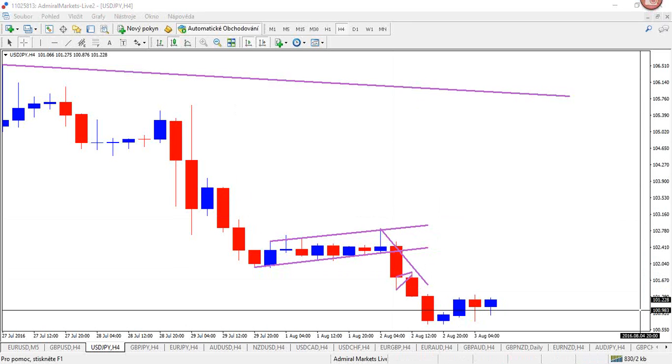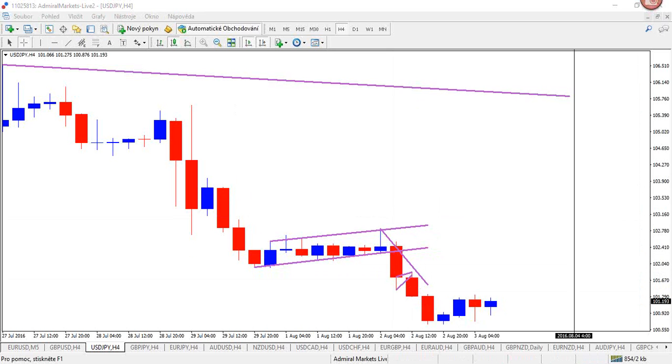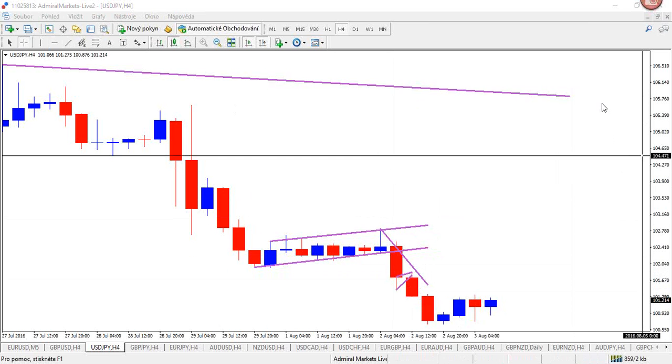28 divided by 110, let's see, 28 divided by 110. I'm trying to use my calculator here quickly. All right, it is 25%. 25% of that candle was wick.